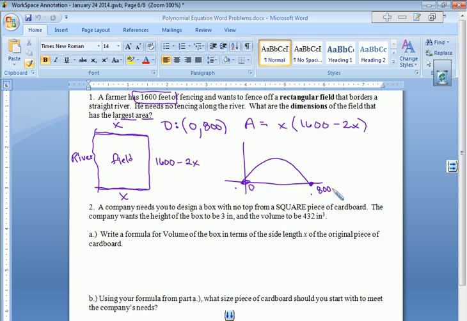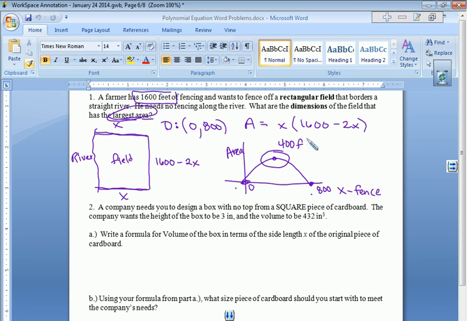The amount of fencing. Okay, and what is represented by my vertical axis? The area. So if I want the largest area, what do I want on this little graph? I want the vertex, which is 400, because the vertex is the max, and the vertex occurs halfway in between here, so it is 400 times 800. Beautiful. Math all coming together for us.